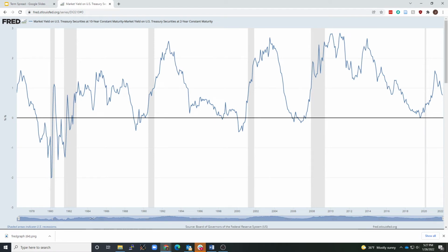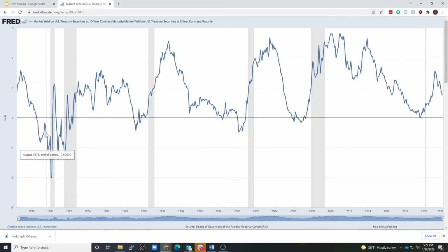So as we look over the last few decades, we'll notice something. The term spread occasionally turns negative. What does that mean? That means the yield curve is sloping downward. We call that an inverted yield curve. Well, what pattern do you notice about when the yield curve is inverted?